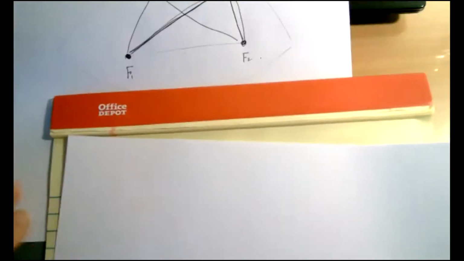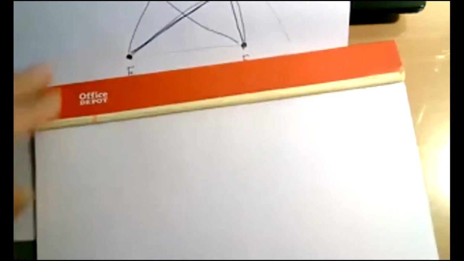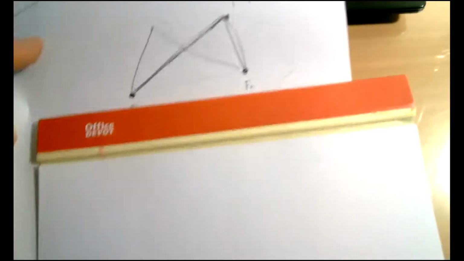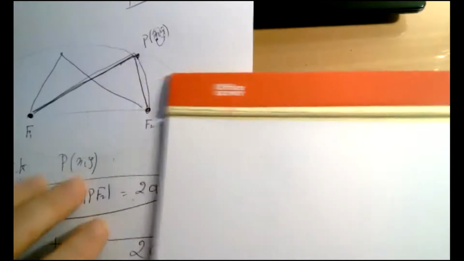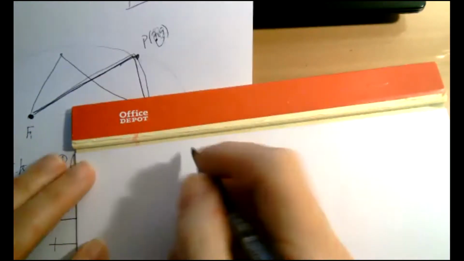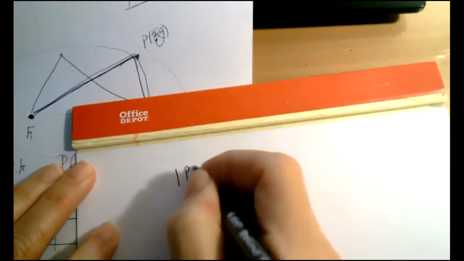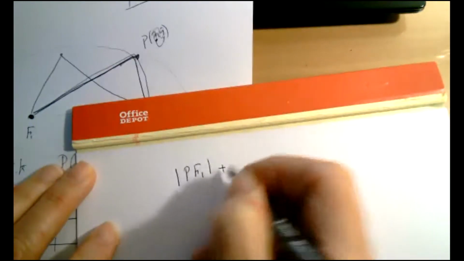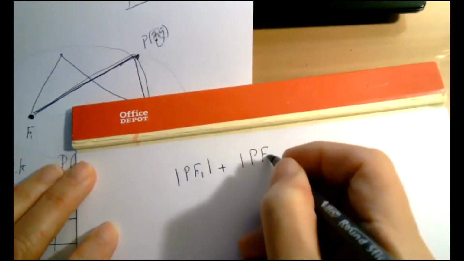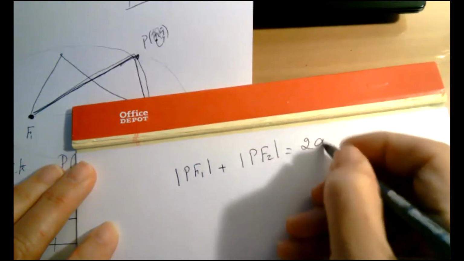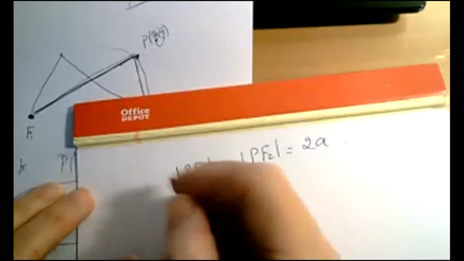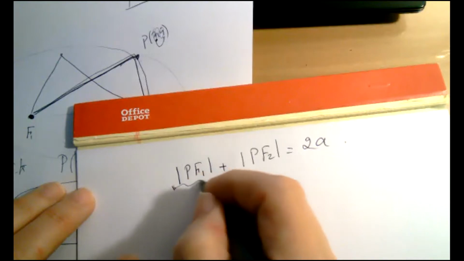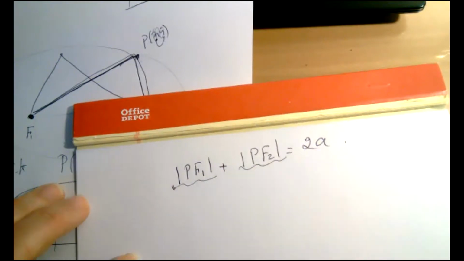So I will not go through all the details, but I will definitely start us up a little bit so you know where things come from. So here we are. I have the point P of X, Y. And what characterizes this point is that the sum of the distances should be equal to 2A. Now, what's the distance from the point P to F1? And what's the distance from the point P to F2?